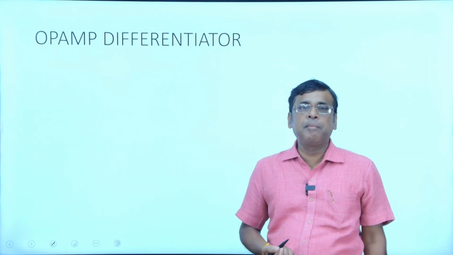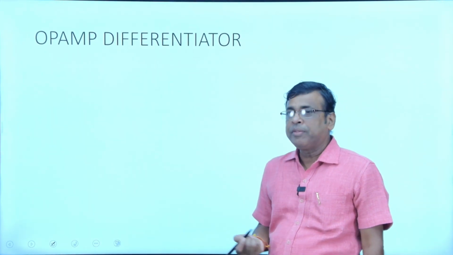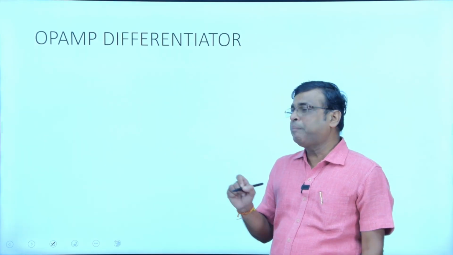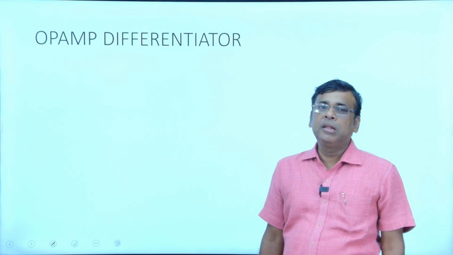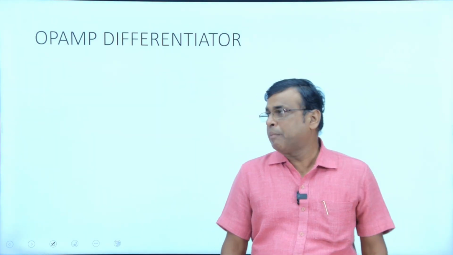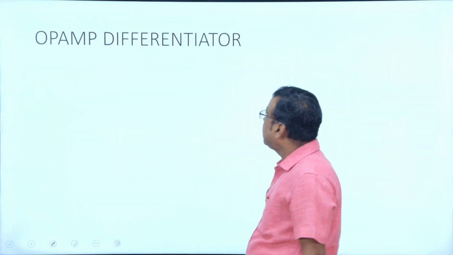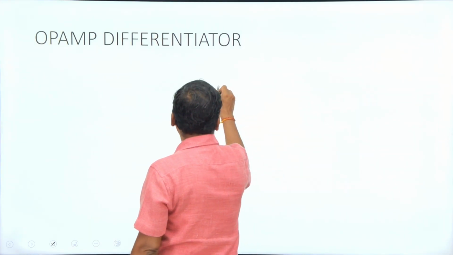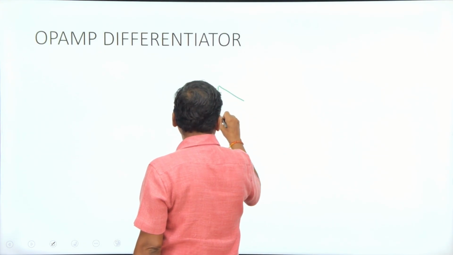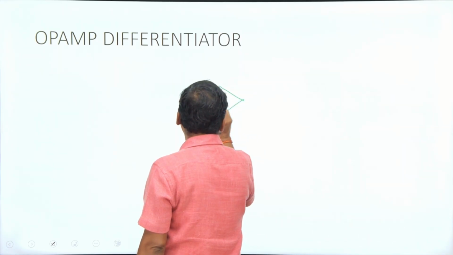If I am applying the input voltage to the inverting terminal, there will be a negative sign that appears at the output. So, op-amp as a differentiator, what is it? This is the minus and this is the plus.